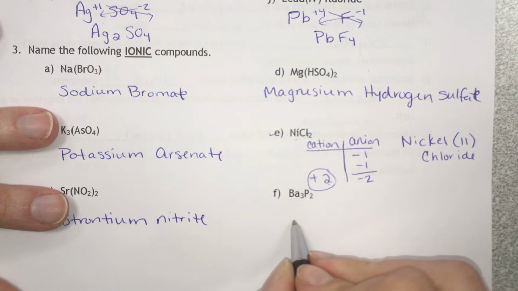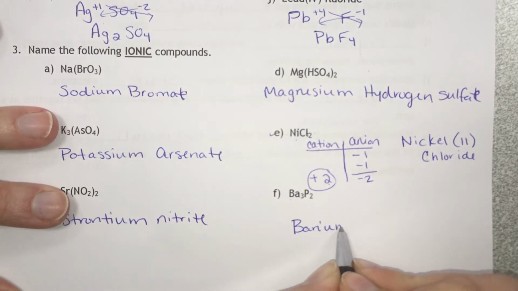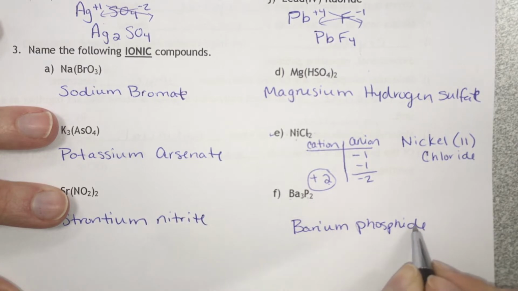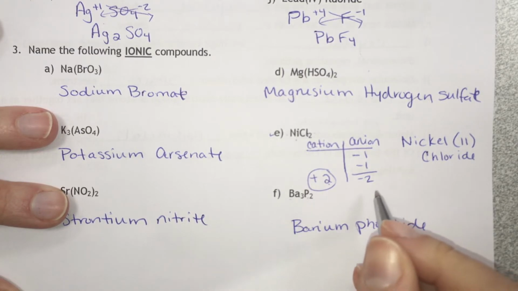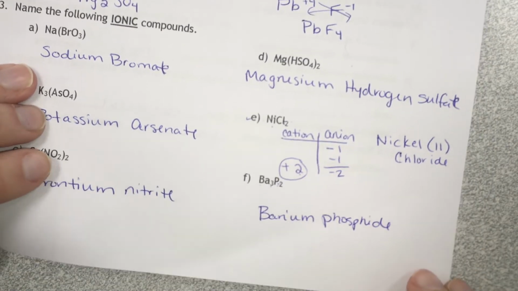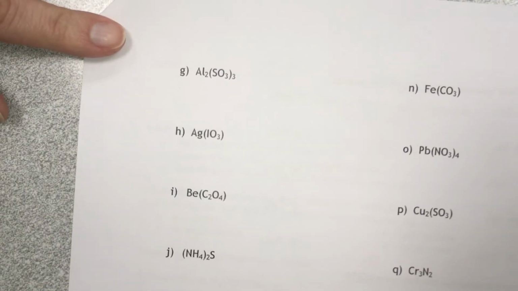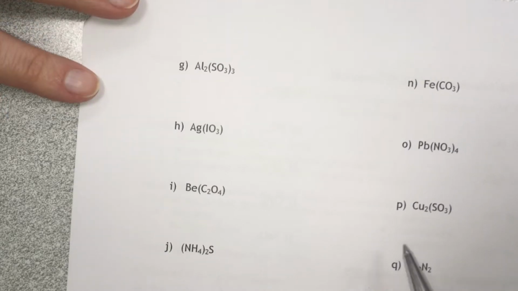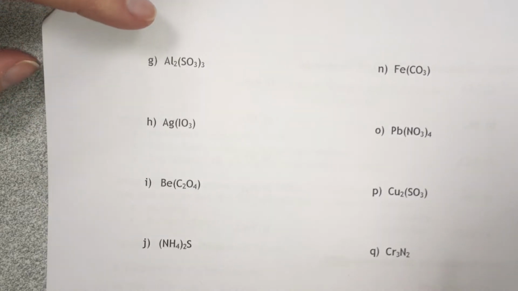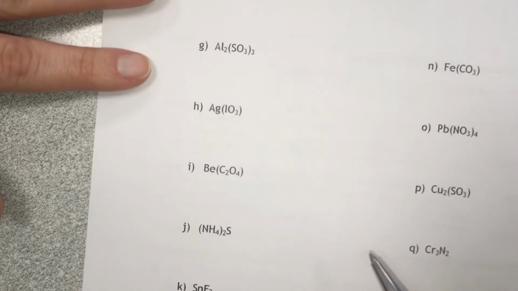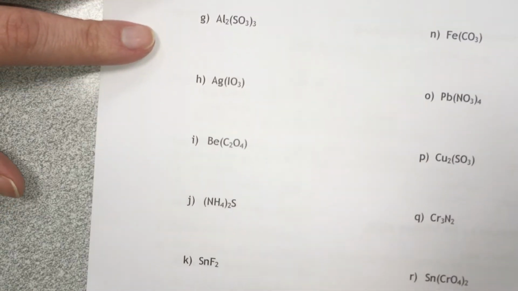This is just barium phosphide. You just change the ending of phosphorus, I'm so sorry, change the ending of phosphorus to ide. Okay, so moving on down, more of these will have those Roman numerals. How many more do we have? I'm going to skip a couple that are obvious. All of these are obvious.